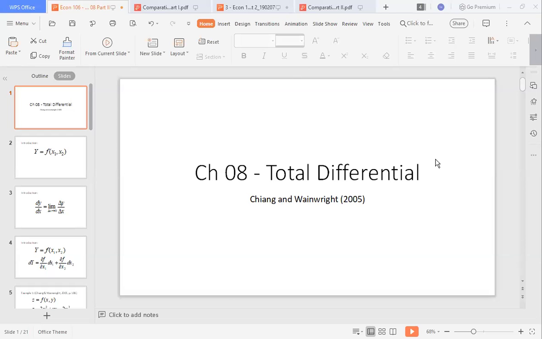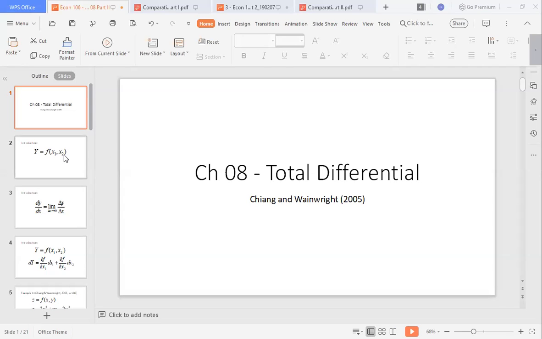Great. So for this session, we're still in chapter 8, that is total differential. The focus of today's discussion is, again, on total differential and its application to the utility function, production function, and later on elasticity. We hope we can at least finish the two economic applications before we proceed with elasticity.